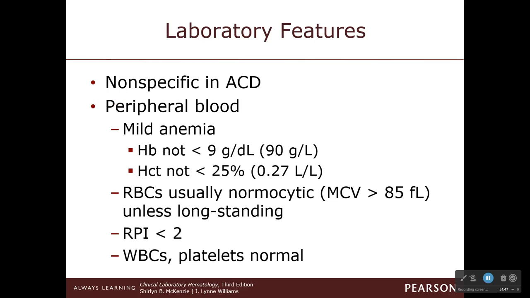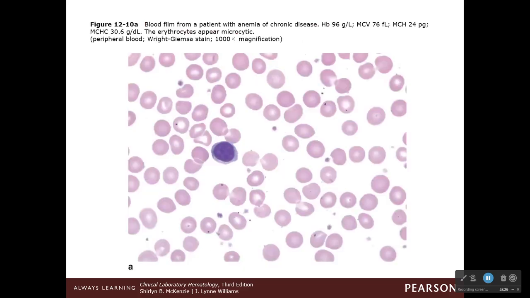Mild anemia, hemoglobin less than 9, hematocrit usually not less than 25. So 10 to 11 is usually what you're going to see. RBCs are usually normocytic. There's really no reason for them to become microcytes unless it continues for a long time, and then eventually they will get a little smaller. RPI is usually less than 2, and your WBC and platelets are usually normal. So you see the very, very mild anemia in this. You just see it for a while. Okay? So remember, that's why we're calling it chronic.